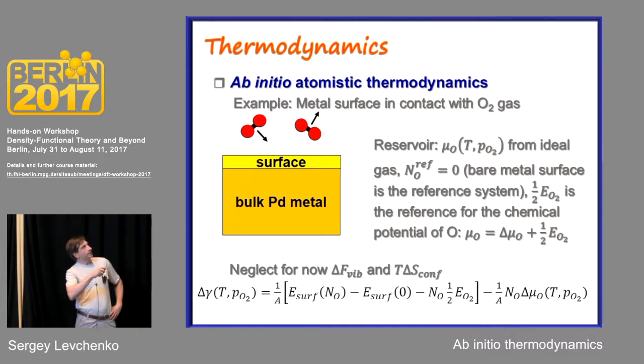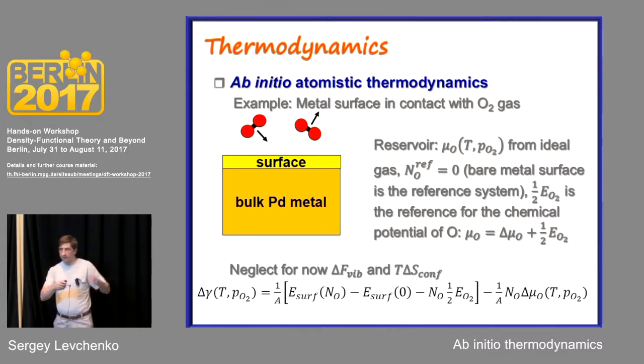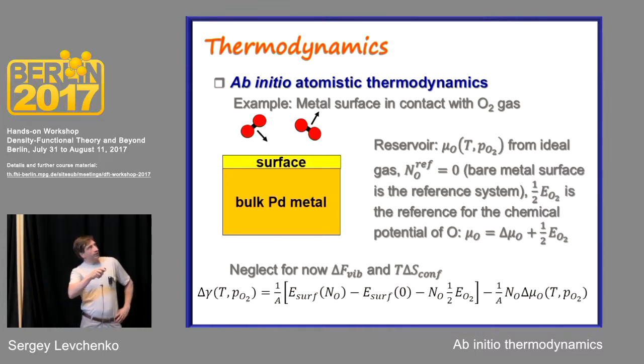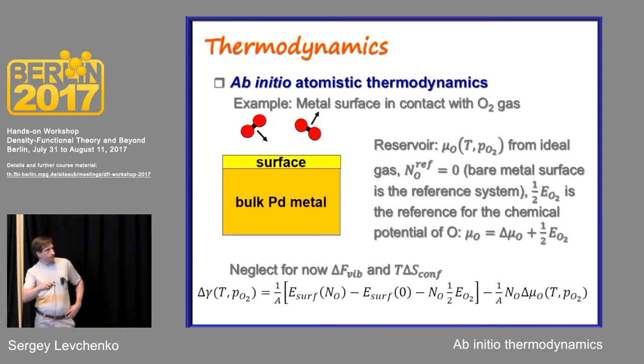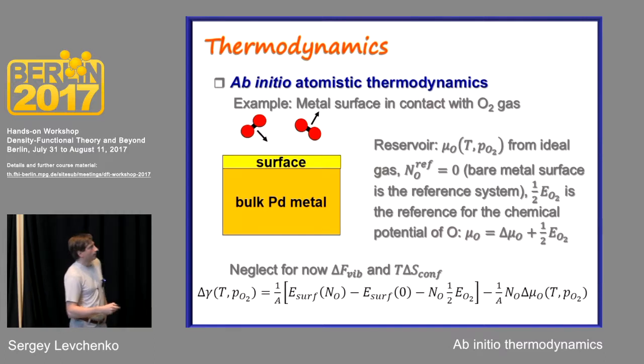In this case, as an example, we consider a palladium metal in the atmosphere of oxygen gas above it. So the reservoir for oxygen atoms is this gas of molecules, right? The oxygen gas at given temperature and pressure. The reference system is the bare metal surface, and the half of oxygen molecule is the reference for the chemical potential, so that the total chemical potential is just the delta mu O plus this reference value.